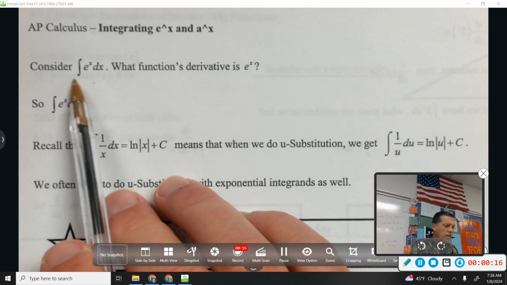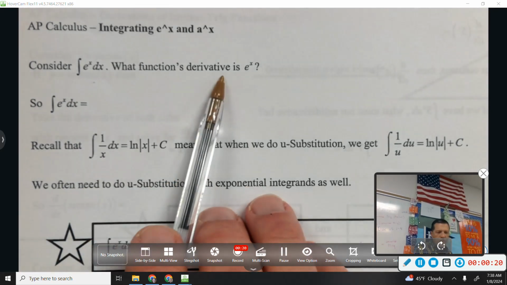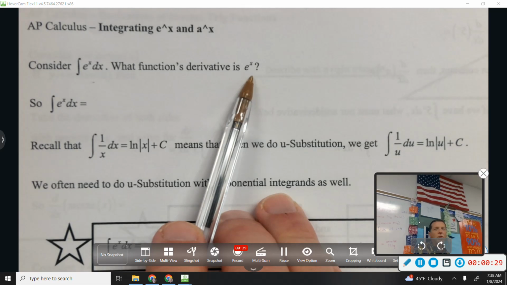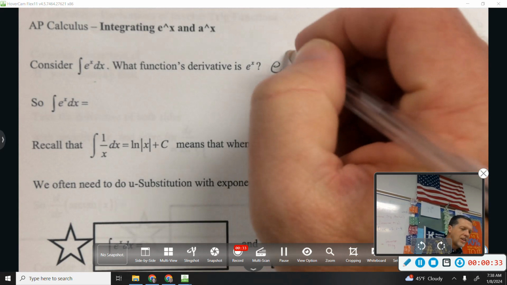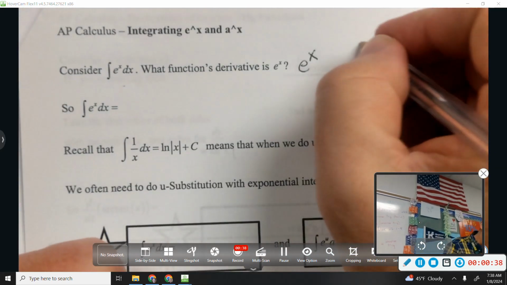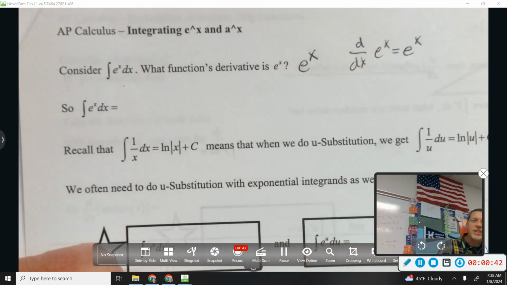Okay, consider the antiderivative of e to the x dx. Do you know what function's derivative is e to the x? This is our favorite one. So, who has a derivative of e to the x? E to the x. So that means, let's just say it this way, the derivative of e to the x is e to the x.